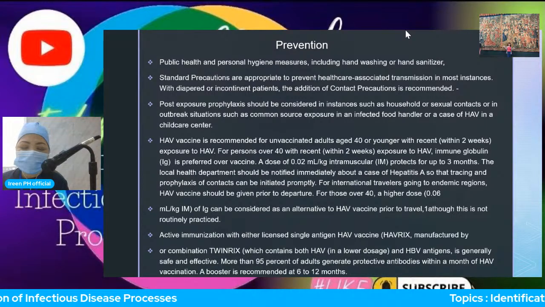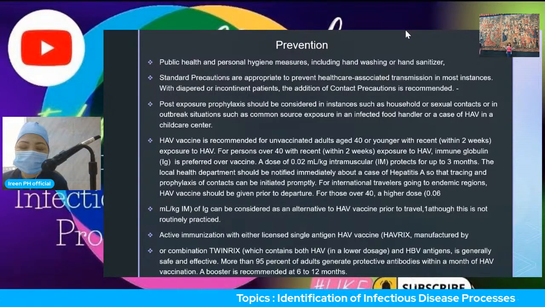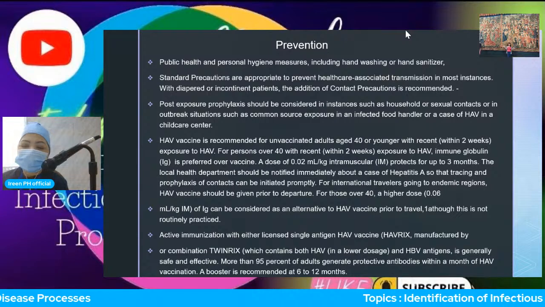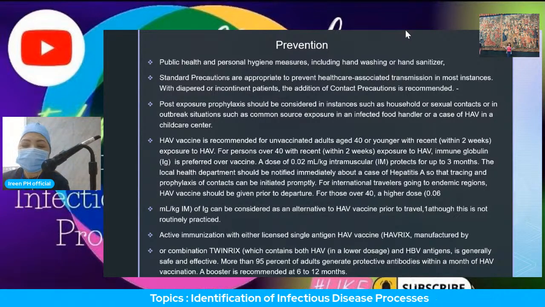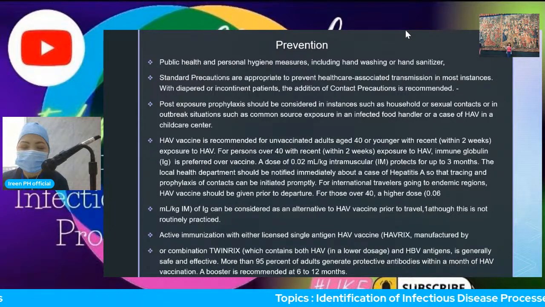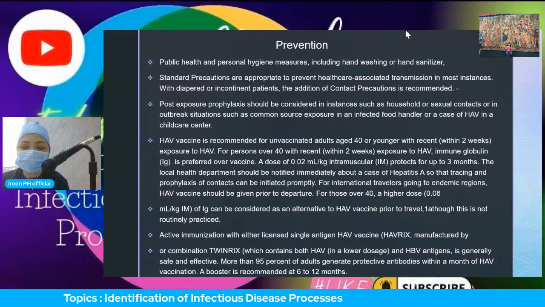A dose of how many? 0.02 ml per kilogram intramuscular, IM. Protects for up to how many months? Protects for only 3 months. The local health department should be notified immediately about the case of hepatitis A so that tracing and prophylaxis of contacts can be initiated promptly.